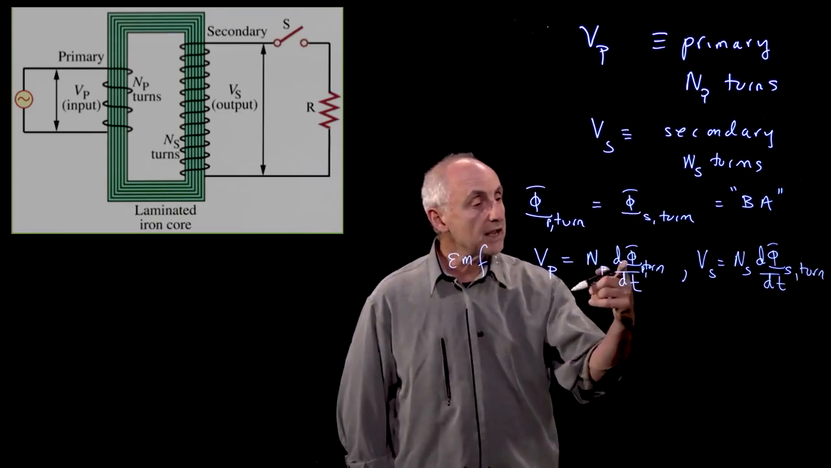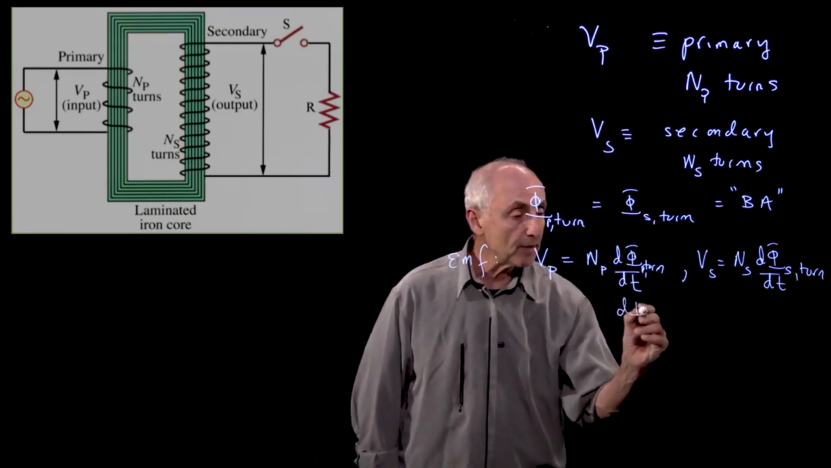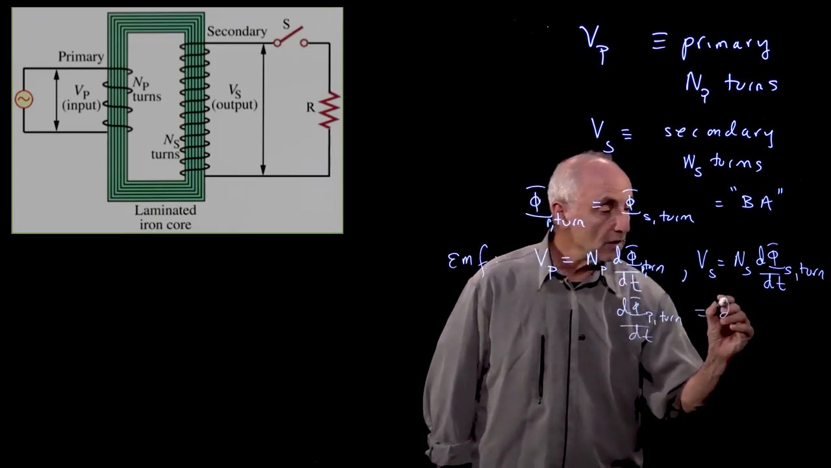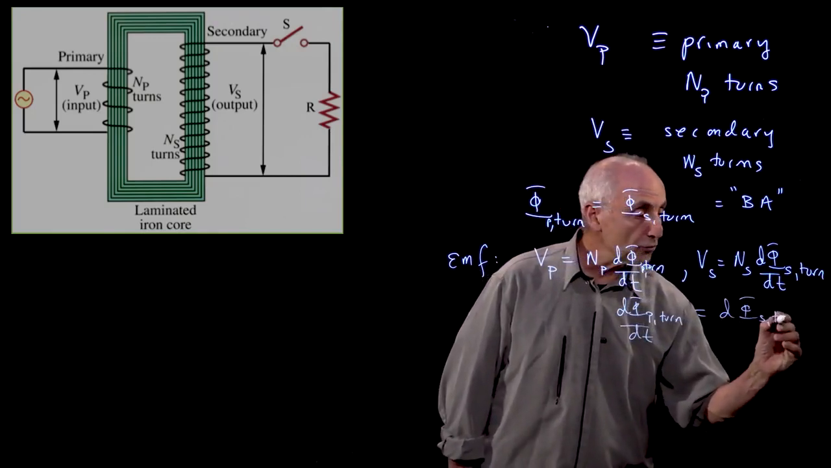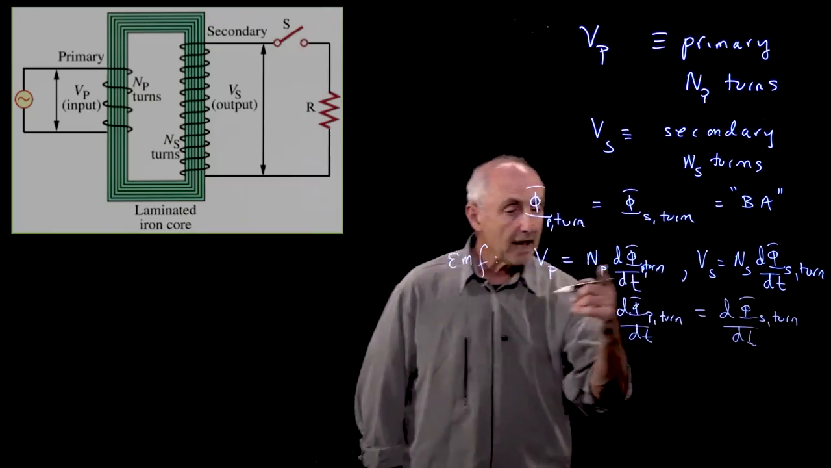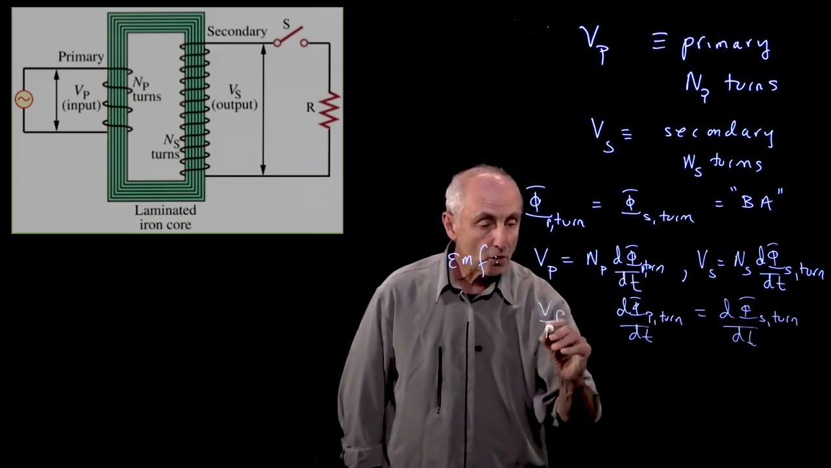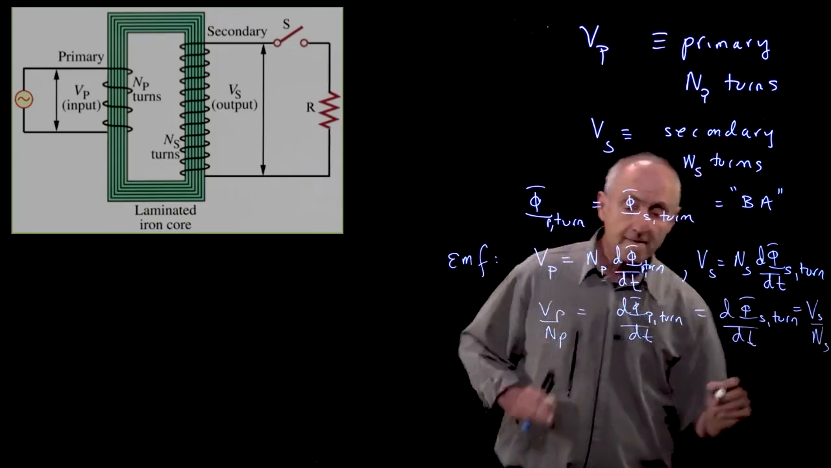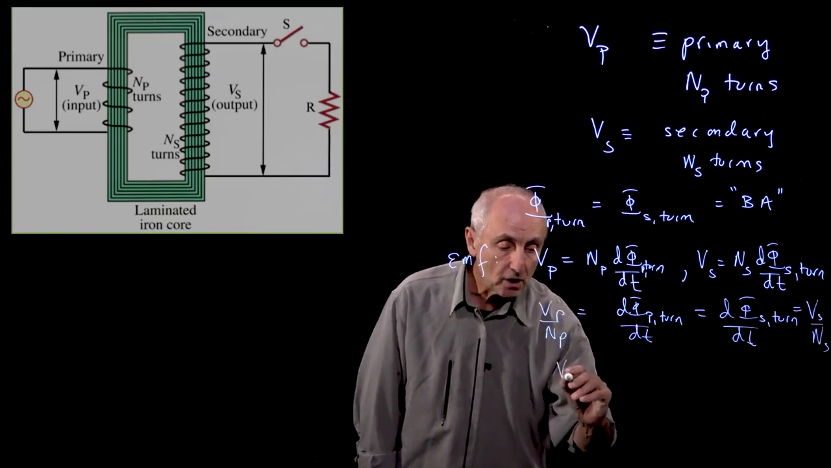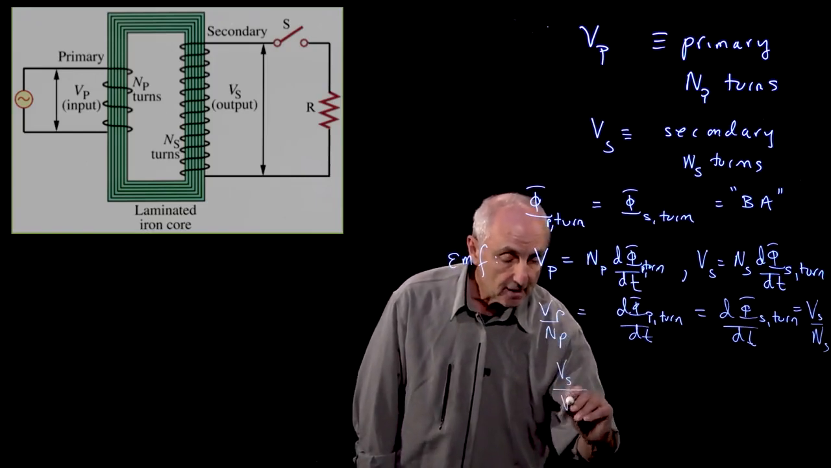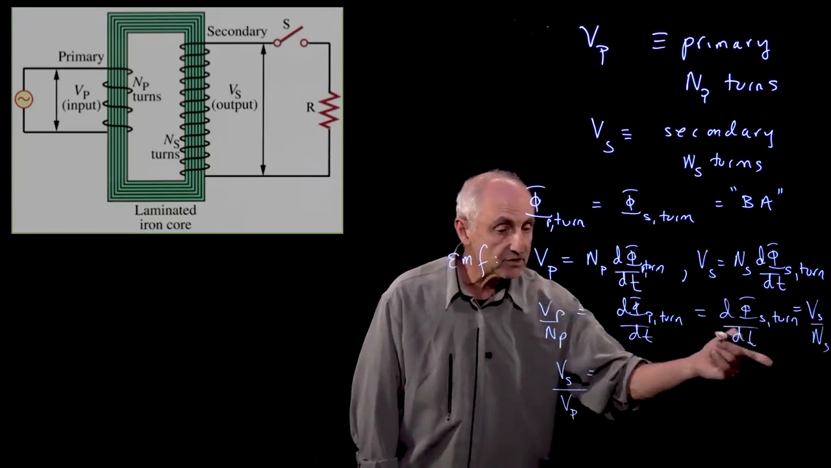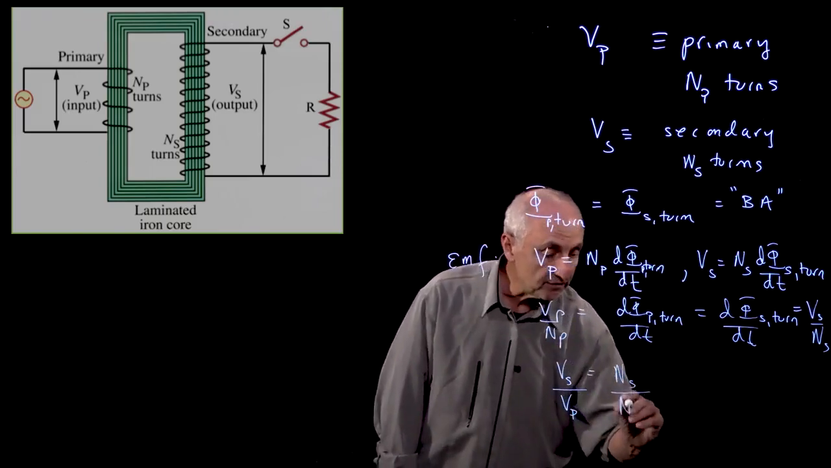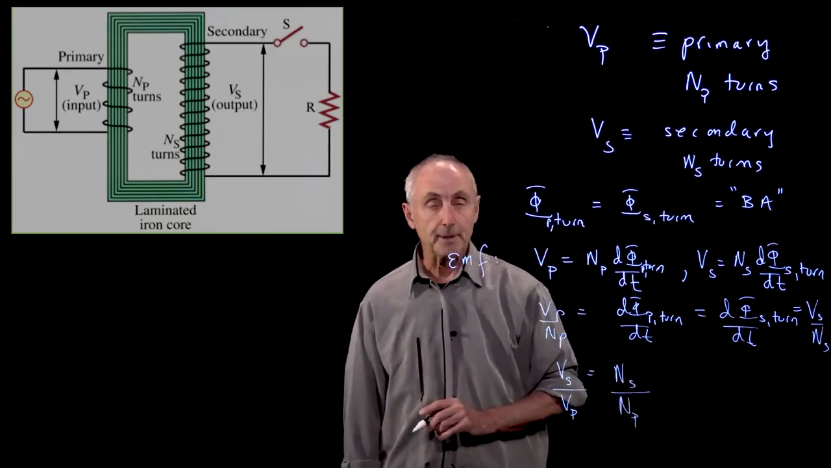So when we equate, our ideal transformer has no loss of magnetic field through each turn. So the change in flux through the primary and the secondary are equal. And that means that this is VP over NP, and this is VS over NS. And so the ratio of the voltage across the secondary divided by the primary, VS over VP, is equal to the number of turns of the secondary divided by the number of turns of the primary.